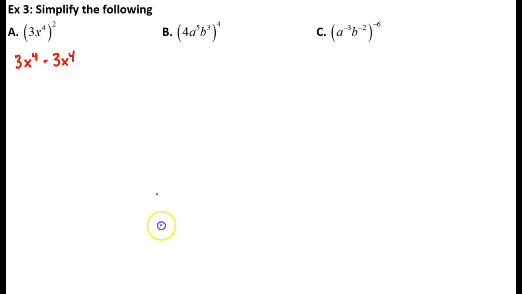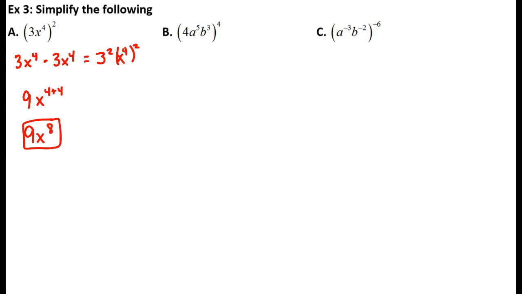So 3 times 3 is 9. x to the 4th times x to the 4th, we'll add the exponents here. So this is 9x to the 8th power. Now one thing that I want to note here is where the 3 came from. This is really 3 to the 2nd times x to the 4th to the 2nd. So 3 to the 2nd becomes 9. 4 times 2 is 8. So my final answer is 9x to the 8th power.